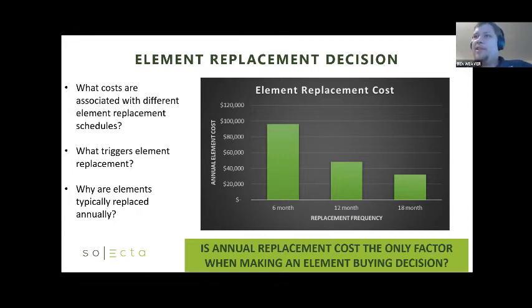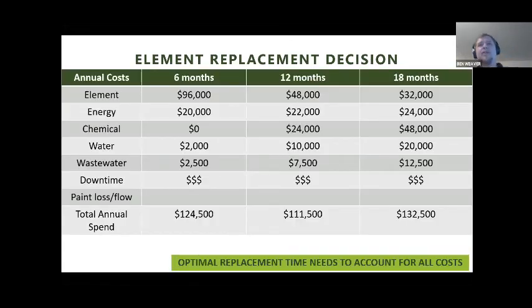But really, we've got to ask ourselves, well, what is triggering this element replacement? What is causing us to make these decisions? And why are the elements typically replaced? If we understand that, and we tie that back to the process economics, we can make the best economic decision by laying out all the parameters. Element cost is a big part of it, but there's also a number of other constituents that we want to look at: energy costs, chemical costs, water costs, wastewater costs, downtime, product loss. There are all these considerations that we need to evaluate to make sure that we are making the best decision.